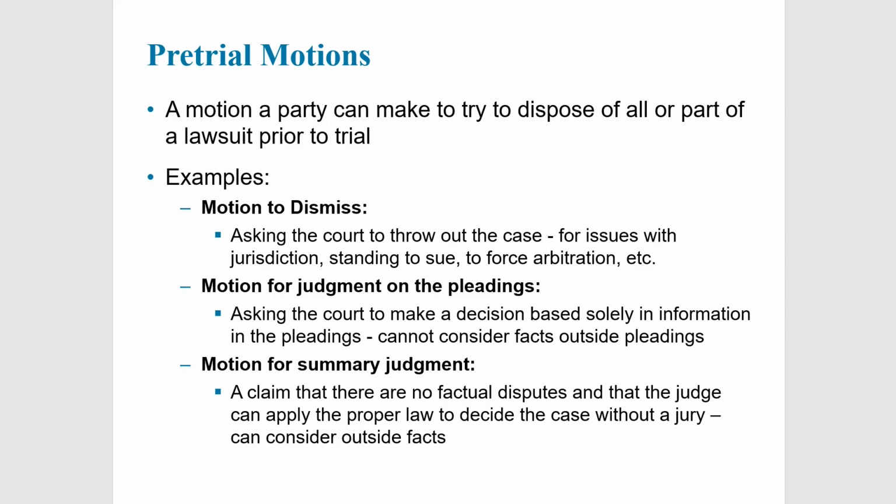Another example of a pretrial motion is a motion for judgment on the pleadings. This is asking the court to make a decision based solely on the information in the pleadings, so the complaint and then the response. And we're not going to consider any facts outside of those pleadings. It's basically one party saying, hey, if you look at the pleadings, the information in there, there's not really any dispute of fact. So we think that you can make a decision based just on that information there.